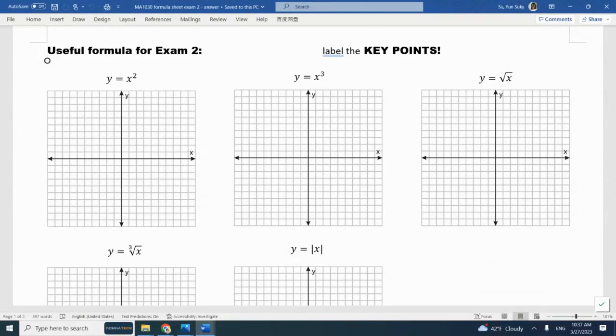Okay. So everybody stand up. Math exercise. Stand up. Okay, ready? Move your hand. Everybody stand up. Line. X squared. X cubed. Square root. Square root. Cube root. Absolute value. Like that, right?